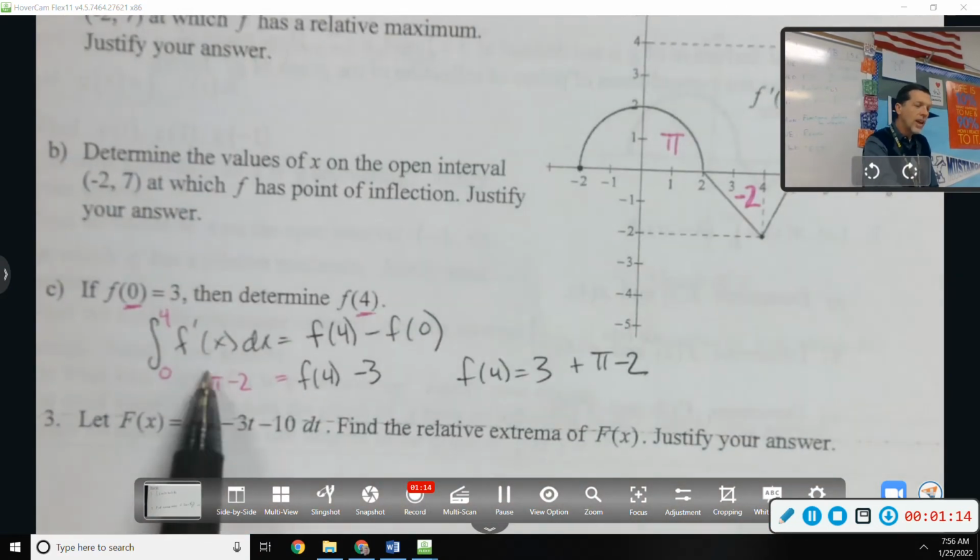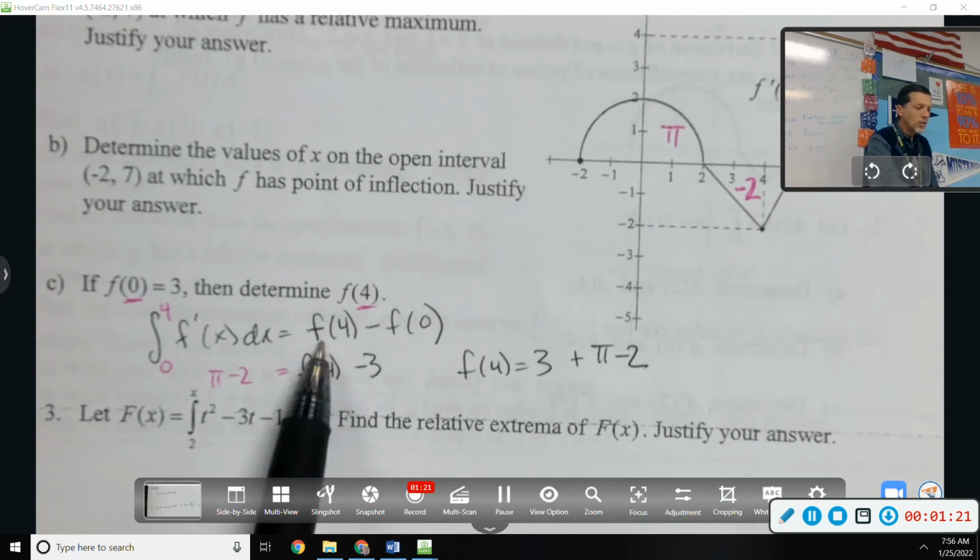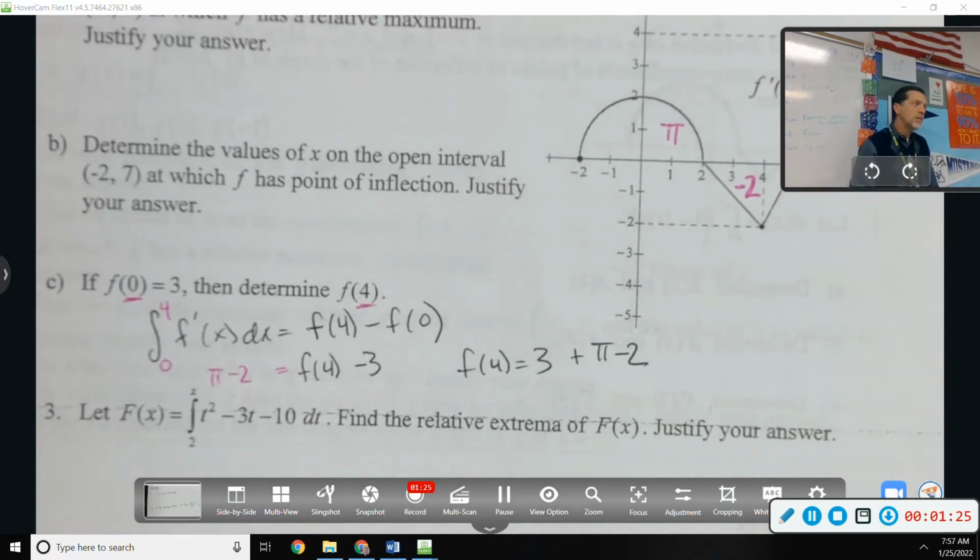So I know that F changed by pi minus 2. And it changed from 0 to 4, so I plugged those in to figure out exactly what F of 4 was. Is that reasonably better? Yes. Other questions from that worksheet?